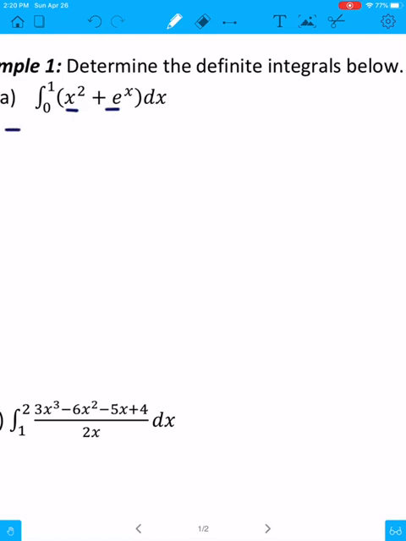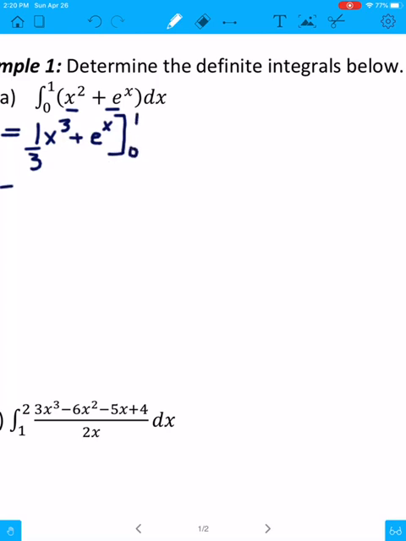All right. So the antiderivative of x squared: x is raised to the power of 1, so I get x to the 3, and then I divide by 3, so I get 1/3 x cubed, plus the antiderivative of e^x, which is e^x. Not only is it the best derivative, it's also the best antiderivative because it stays the same. And then we went from 0 to 1. Then it's the exact same steps.